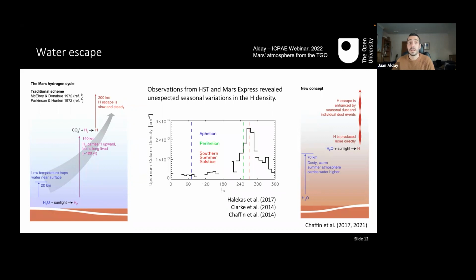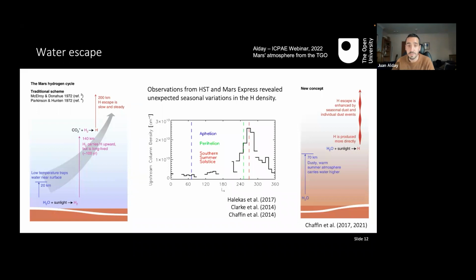However, as the photochemical lifetime of molecular hydrogen is long on Mars, about 100 years, this is believed to give rise to a steady state escape of hydrogen from Mars. It is not expected to give rise to seasonal variations. However, recently, observations from the Hubble Space Telescope and Mars Express revealed some unexpected seasonal variations in the hydrogen density.